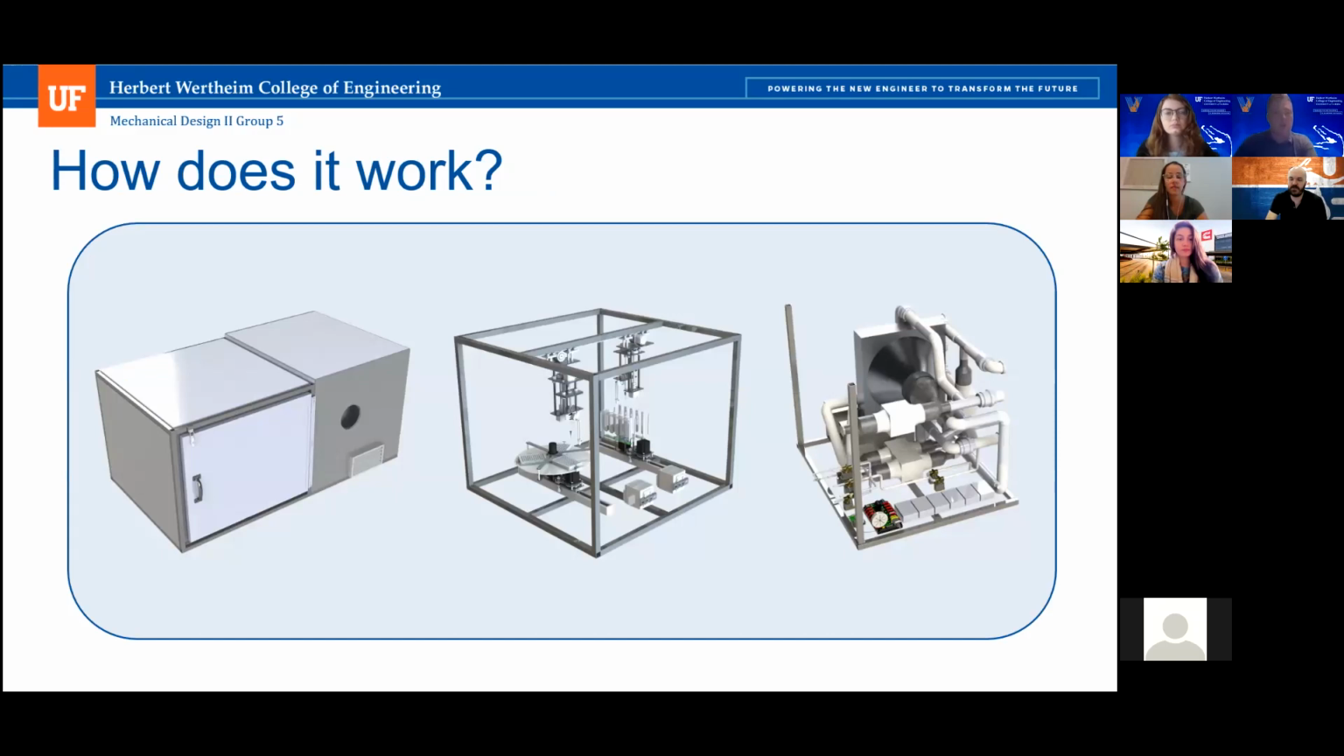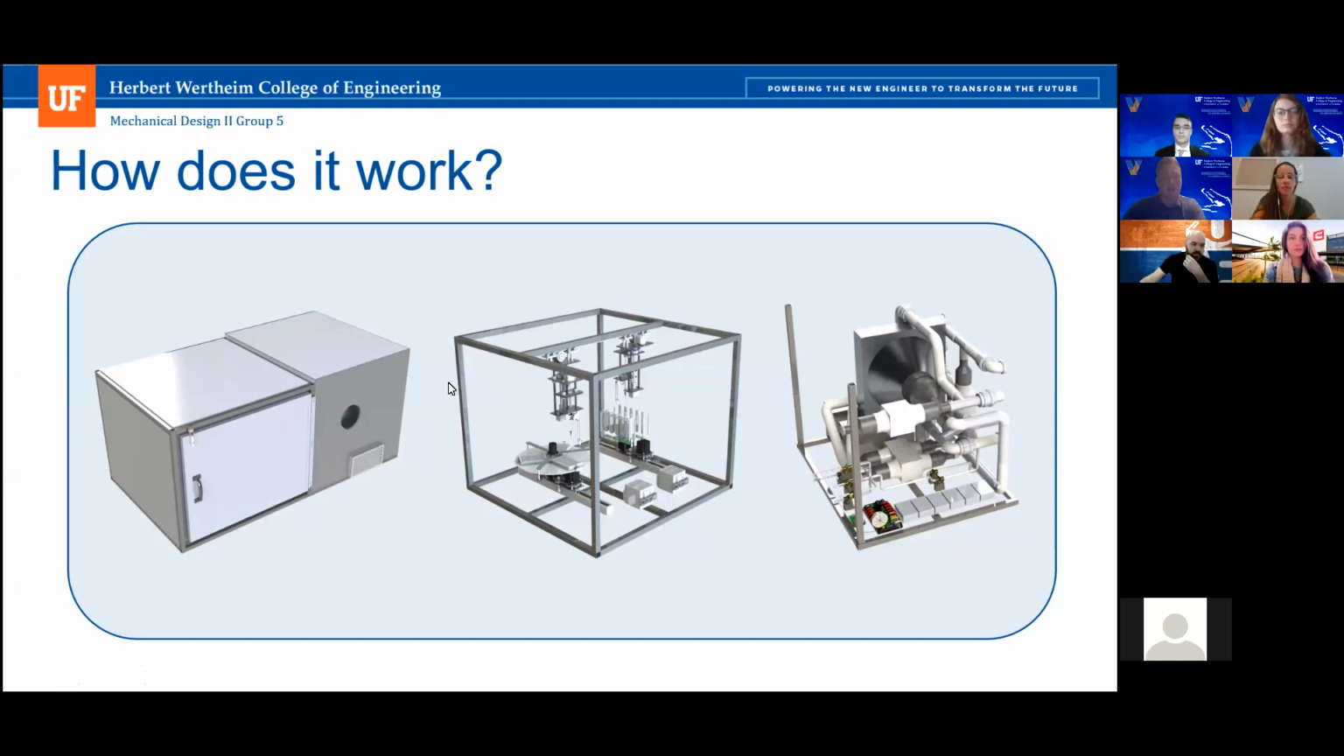So this is our microbioreactor. As you can see from the picture on the left, we have a door that allows the user access to the conical tubes, which would be in the compartment on the front. Then there's a separate door located on the back, which you can't see from this picture, and that allows the user access to the well plates.